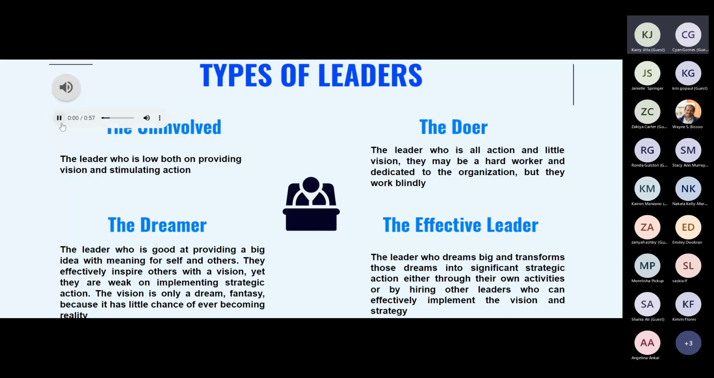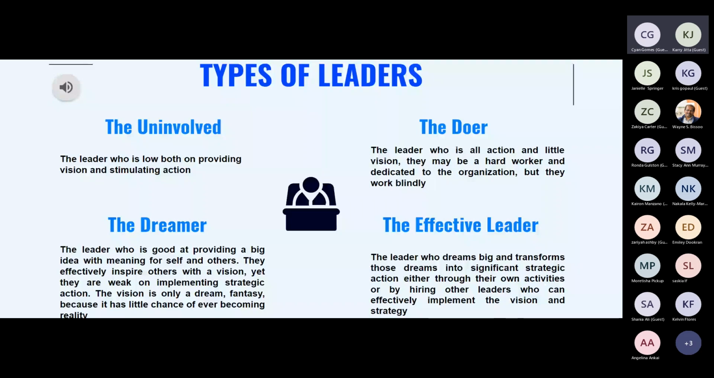As we've seen in the video, there are four types of leaders when it comes to strategic leadership. The uninvolved: a leader who is low both on providing vision and stimulating action. There's the doer, who is all action and little vision. They may be a hard worker and dedicated to the organization, but they work blindly. Then there's your dreamer, the leader who is good at providing a big idea with meaning for self and others. They effectively inspire others with a vision, yet they are weak on implementing strategic action.